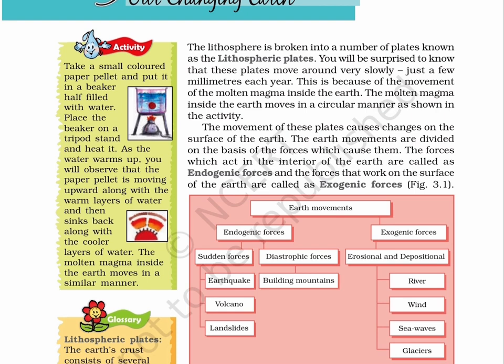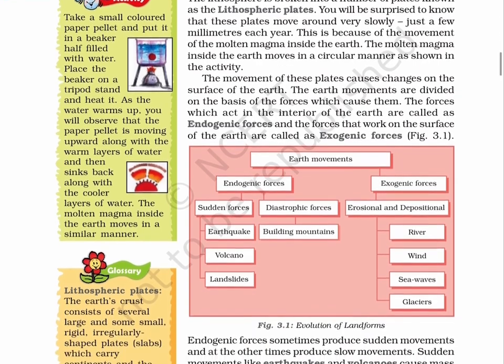The Earth movements are divided on the basis of the forces which cause them. The forces which act in the interior of the Earth are called endogenic forces, and the forces that work on the surface of the Earth are called exogenic forces. Below this, we have a diagram representing Earth movements. The two broad categories, endogenic forces and exogenic forces, have many subcategories which are clearly mentioned.